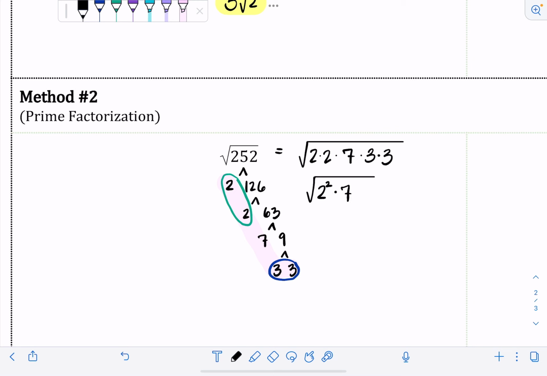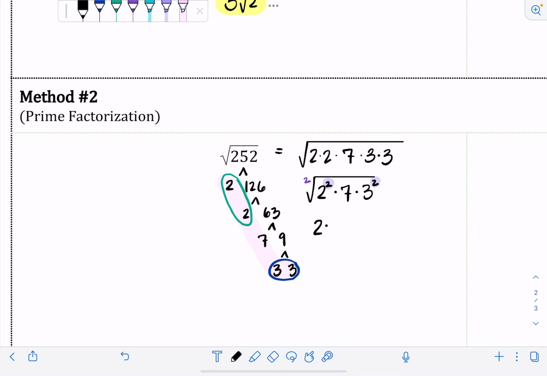And then times 7 times 3 squared. And we know that like a square root radical, this doesn't have a 2 here, but it's a square root. We know those kind of cancel out and undo with squared powers. So that means that we can take the square root of 2 squared and 3 squared, and those would get to come out of the radical.